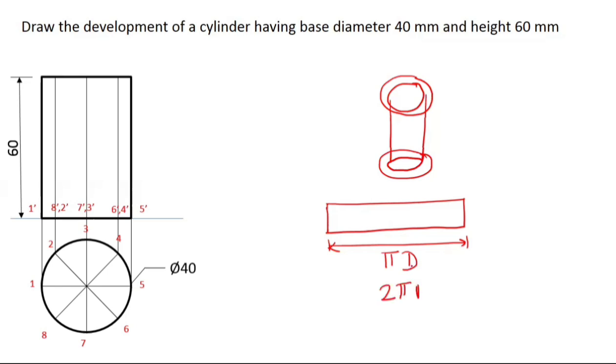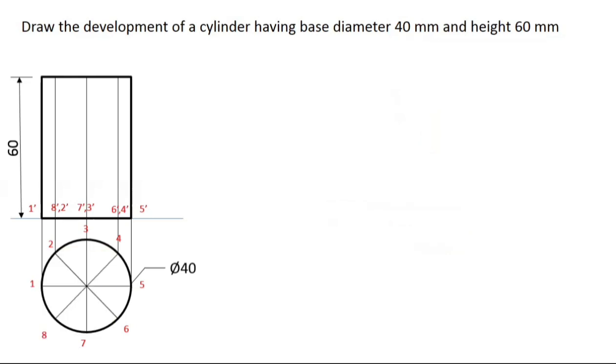Both are the same thing. So pi multiply by the diameter of the cylinder. Diameter is how much? 40. So pi into 40, a certain length would come, so that length would be pi d.